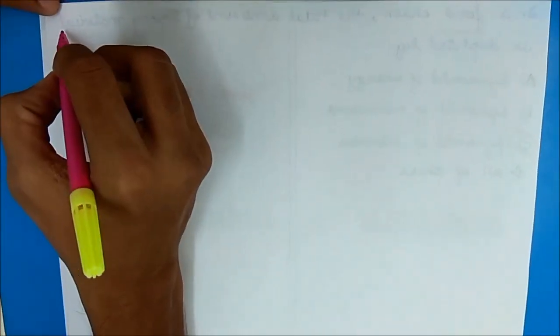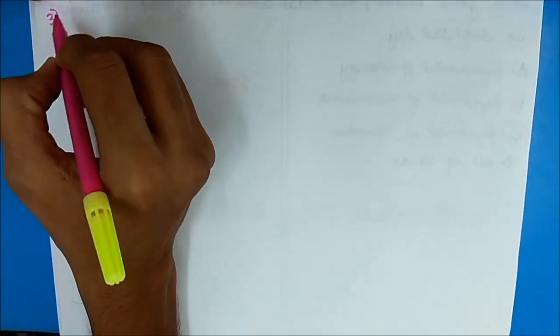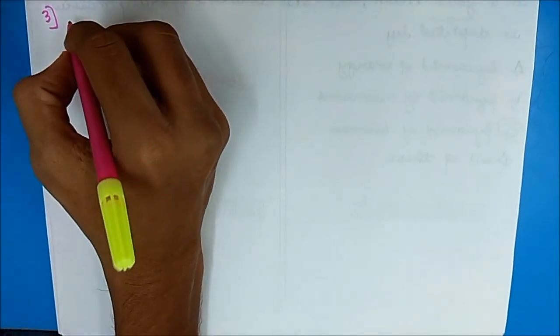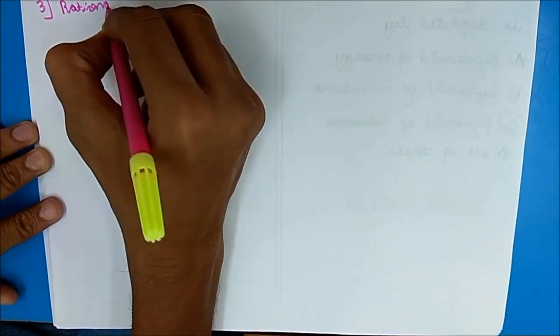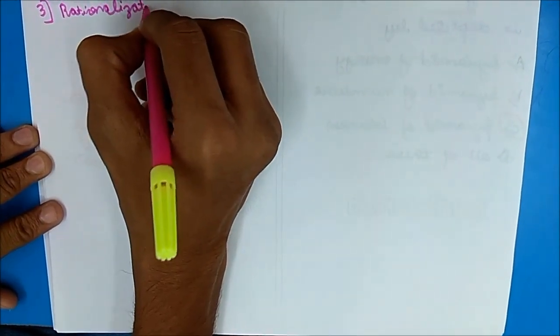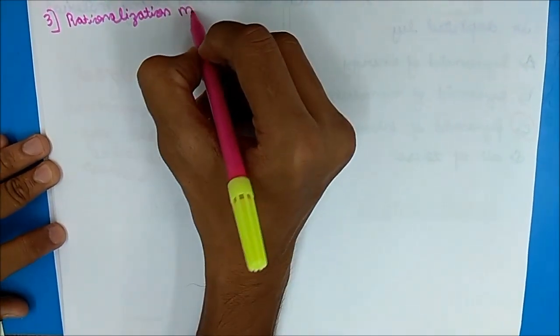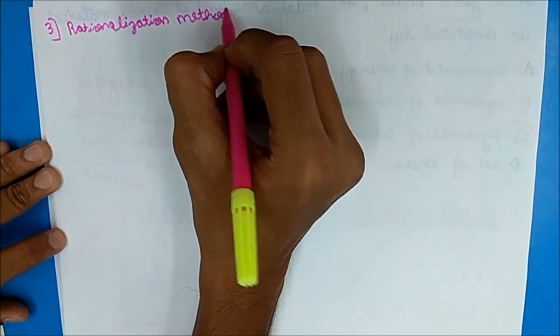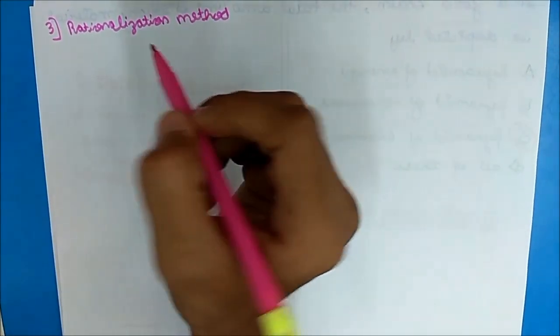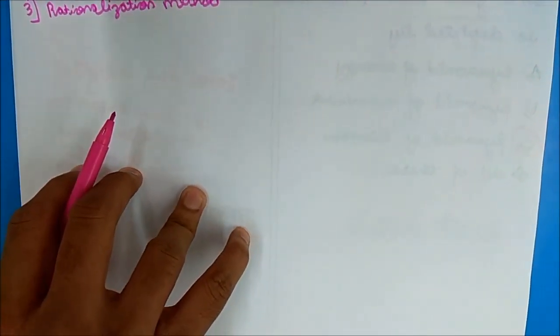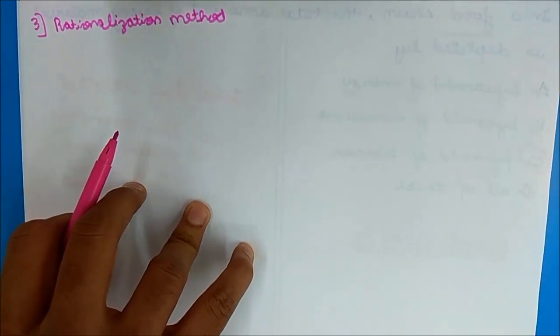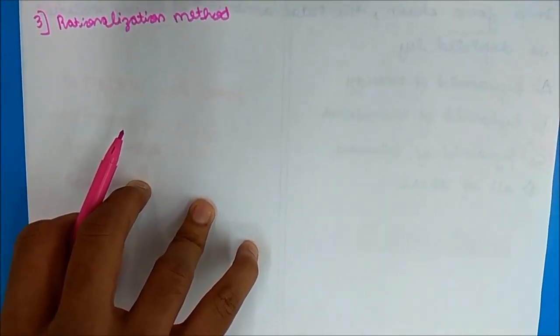Yes. The third type we are going to say is the rationalization method. In the given limit, if the numerator or the denominator or both contain a radical function and the direct method fails to give the limit, then we rationalize the function by multiplying and dividing it by appropriate factors.